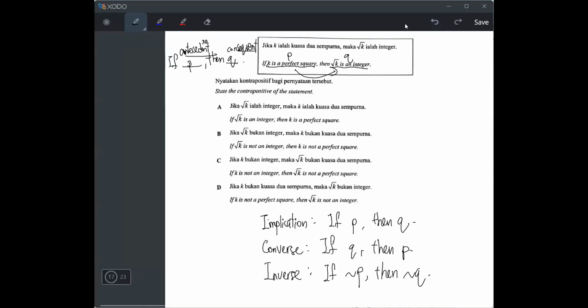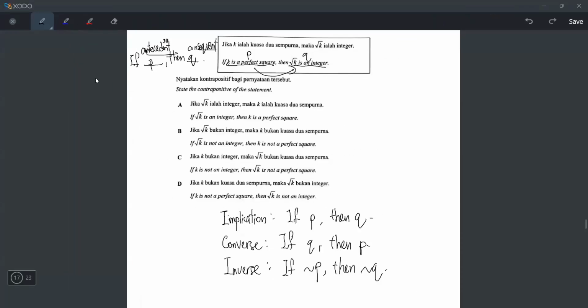Converse yang kena switch. Oh my god, what happened? Sorry. Okay. Now let's go to the last one, which is contrapositive. So contrapositive is what? You have to terbalik and switch. So it will be if negation Q, then negation P. It means you have to terbalik and also do negation. Okay. Sekali lagi, converse, switch place, ataupun terbalik. Inverse, do negation, but don't switch. But contrapositive, terbalik and do negation. Switch and do negation. Like that.